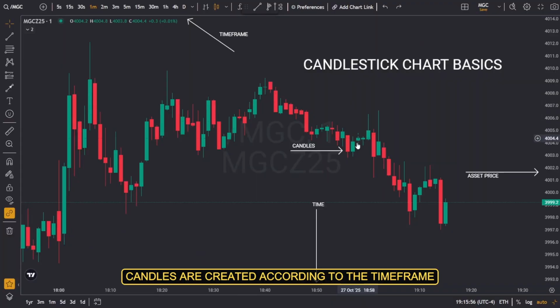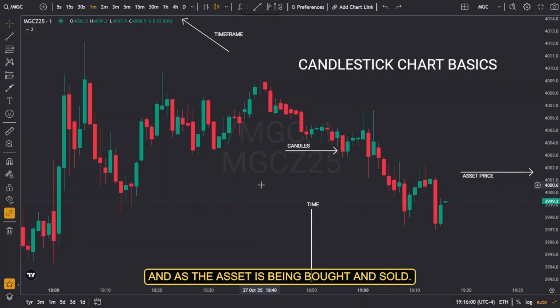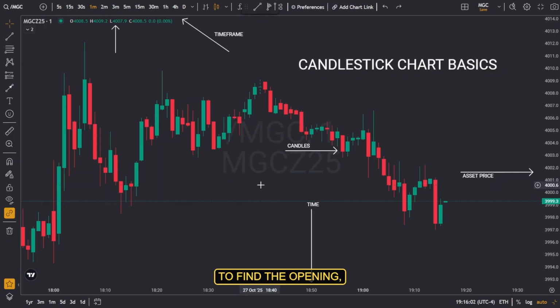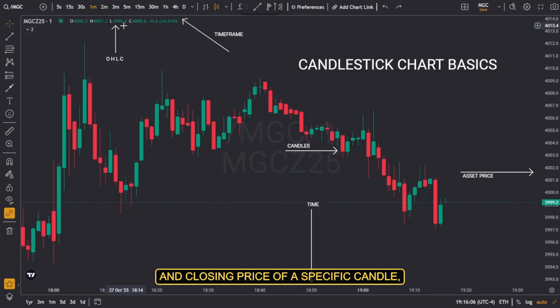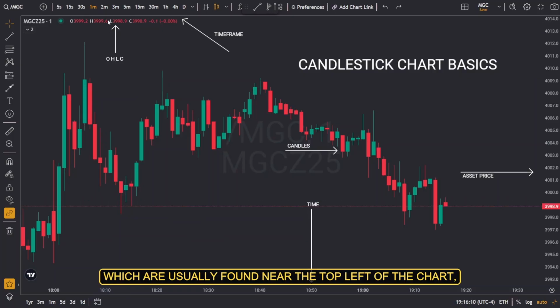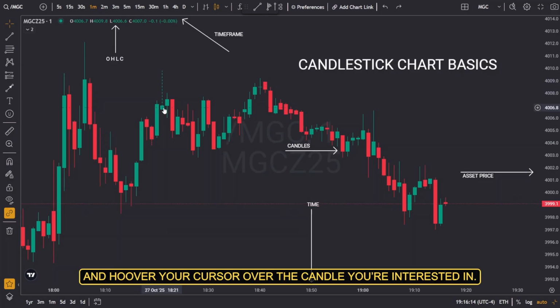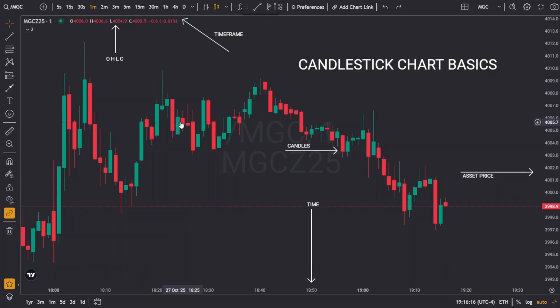Candles are created according to the time frame and as the asset is being bought and sold. To find the opening, high, low, and closing price of a specific candle, look for the details, which are usually found near the top left of the chart, and hover your cursor over the candle you're interested in.